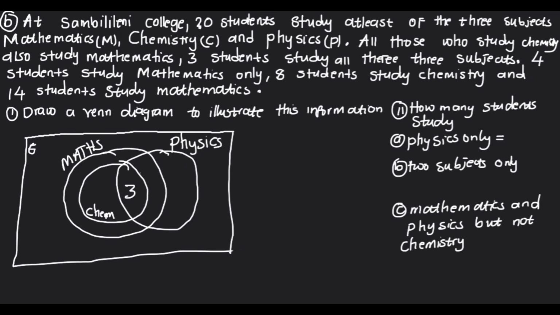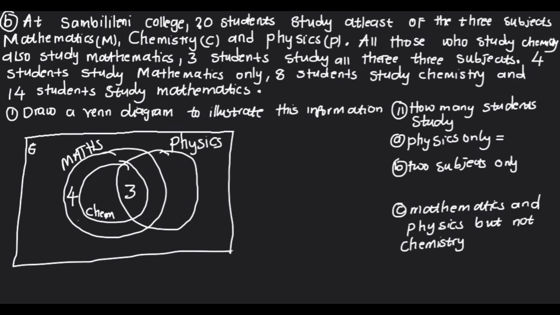Okay, then let's move on to what else? 4 students. 4 students studied mathematics only. There is only. So the mathematics only is found in this region here. This is where our mathematics only is, because here is maths and physics. So the mathematics only is just found on this region. So we put 4 here.